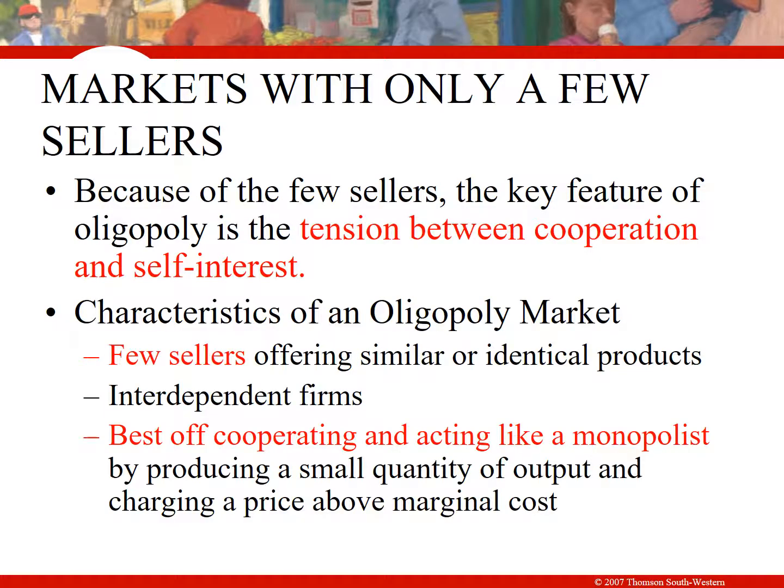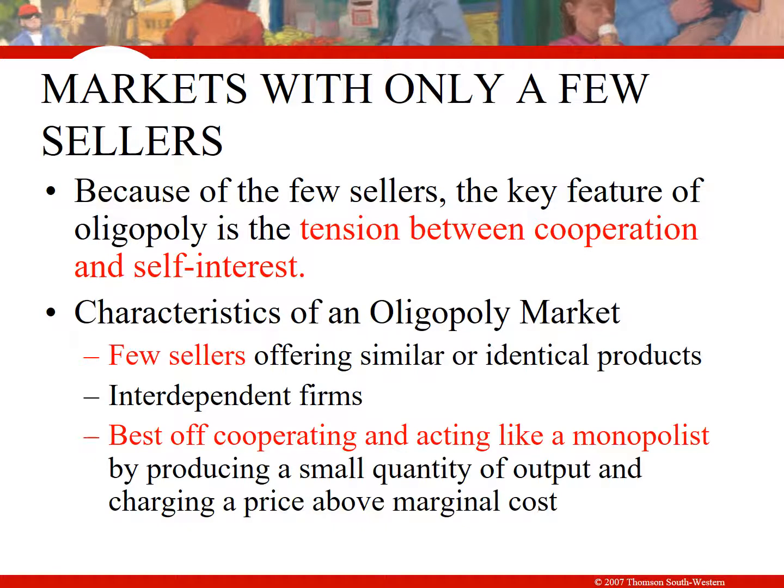Okay, markets with only a few sellers. Because an oligopoly only has a few sellers, the tension between cooperation and their self-interest is going to be what defines the price. Let me say that one more time. The tension between cooperation and self-interest is going to be what defines the price. So it stands to reason that the more people there are competing, the more competitive it's going to be, and therefore the price will be down. We'll see that in a moment. But that tension is key, okay?